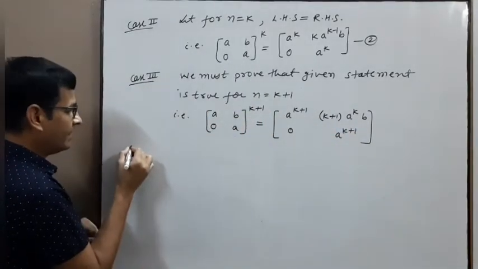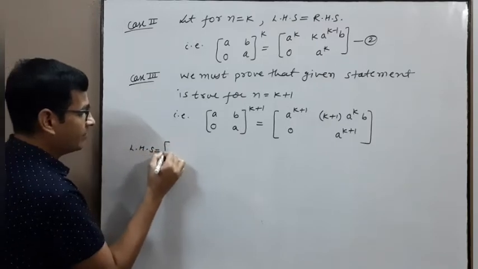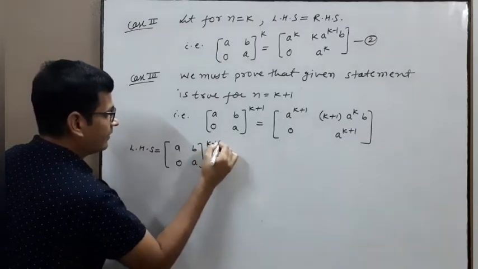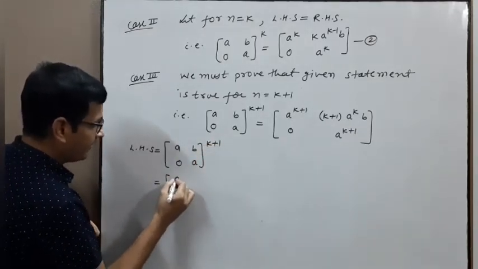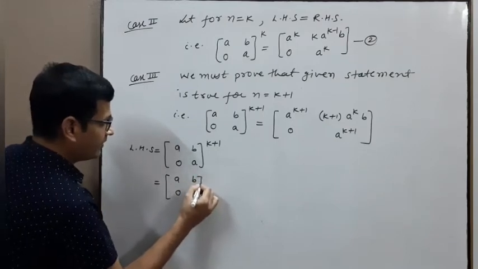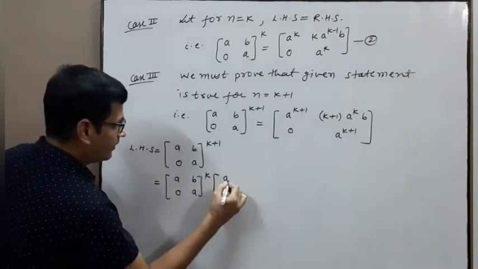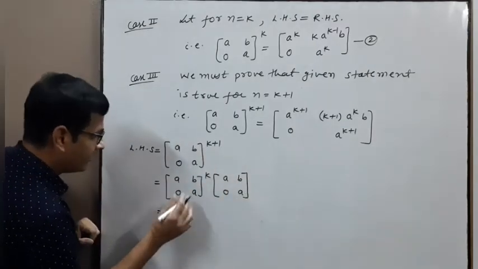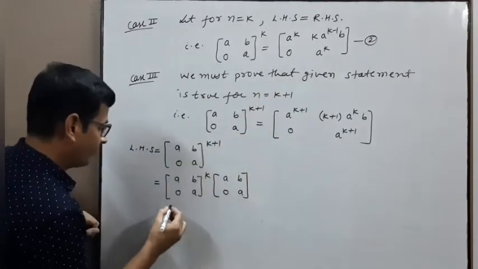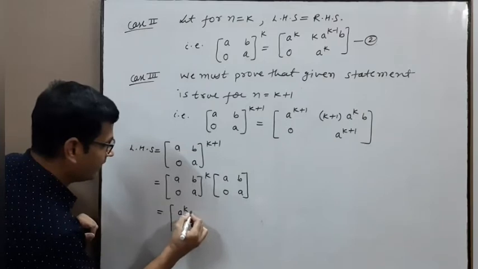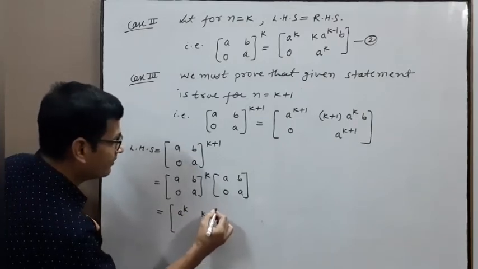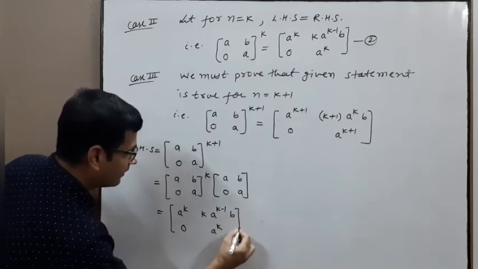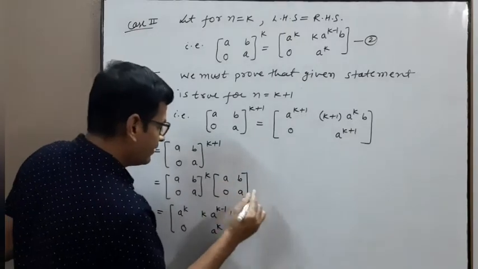Now start the proof. LHS is equal to A 0 B A raised to the power k plus 1. Next step, we can write A 0 B A raised to the power k into A 0 B A. Now write the value of this from equation number 2. This is equal to A to the power k into A to the power k minus 1 into B, 0 A to the power k into A, B, 0.